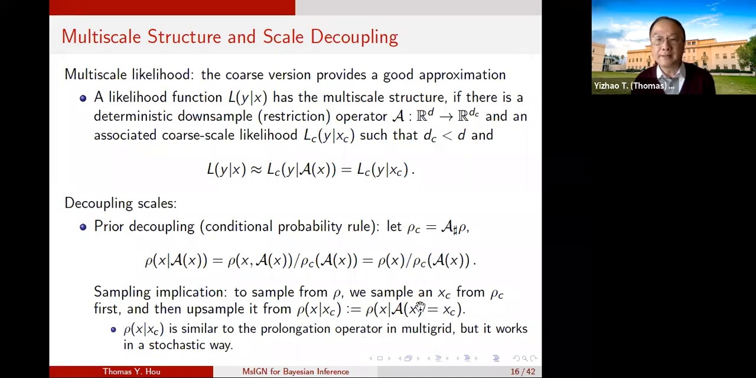Right? So I would like to make a remark that this upsampling step is similar in spirit to the prolongation operator in multigrid, except that now we work in a stochastic manner, because we have random noise through the distribution. So it's like you condition on the coarse grid XC, you add some random noise through the pi distribution, and then you fill in and get a more detailed prolongation, a stochastic version of the prolongation operator.